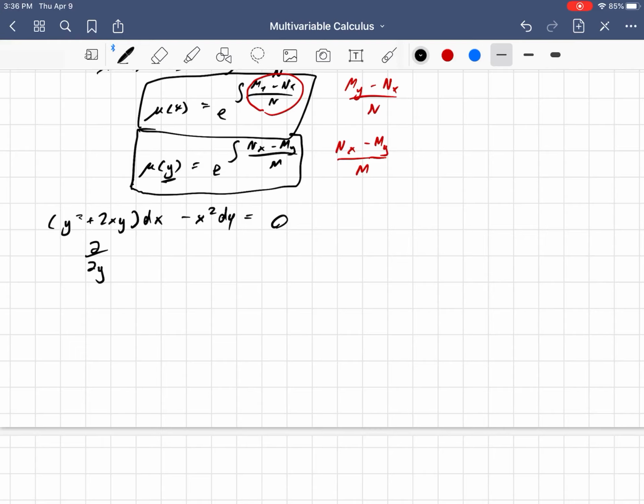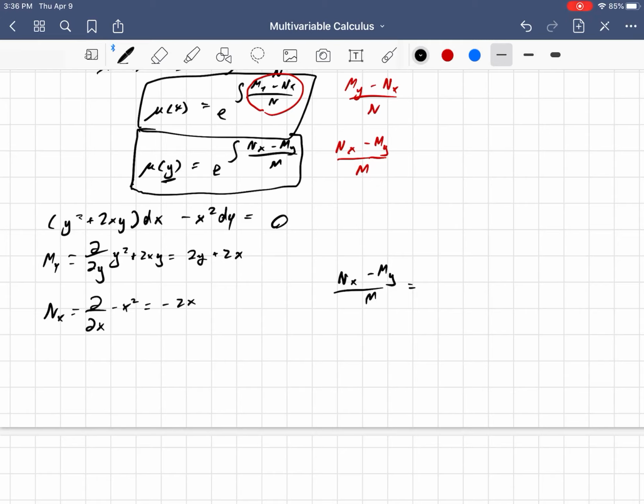Oh, my bad. This is a partial with respect to y, because it's a dx. Y squared plus 2xy, so that's 2y plus 2x. Okay, partial with respect to x of just negative x squared is negative 2x. So this is m sub y, and this is n sub x.